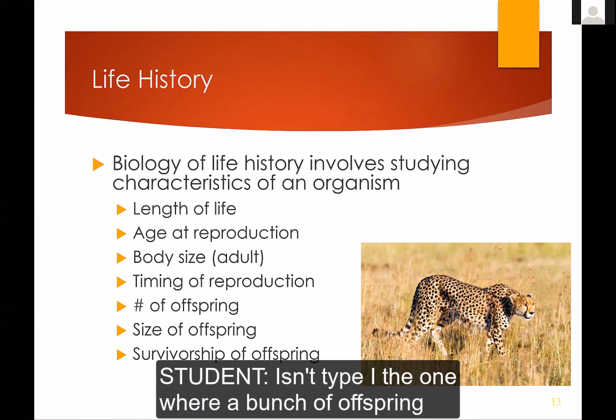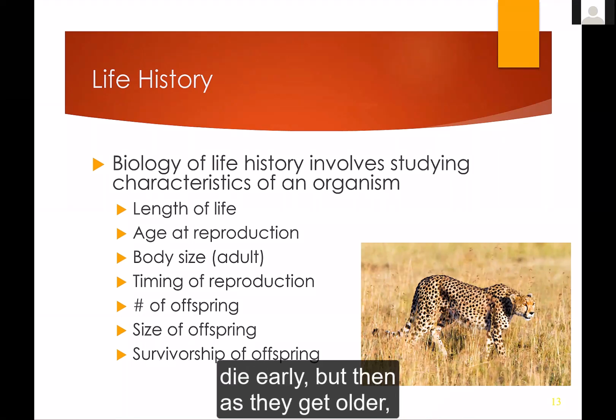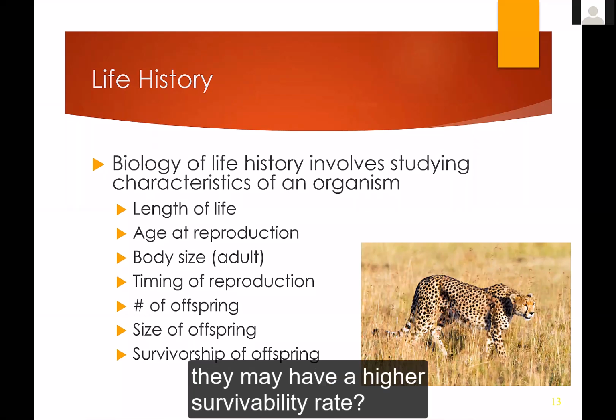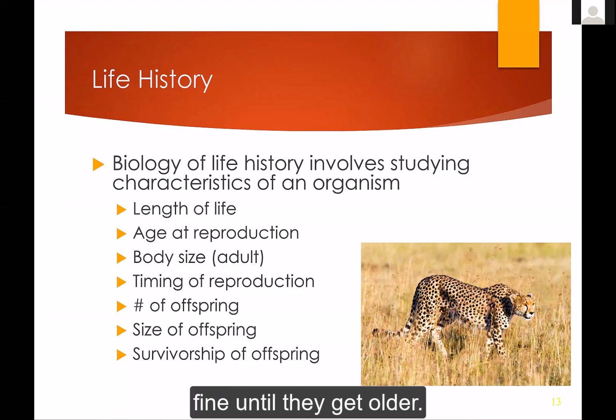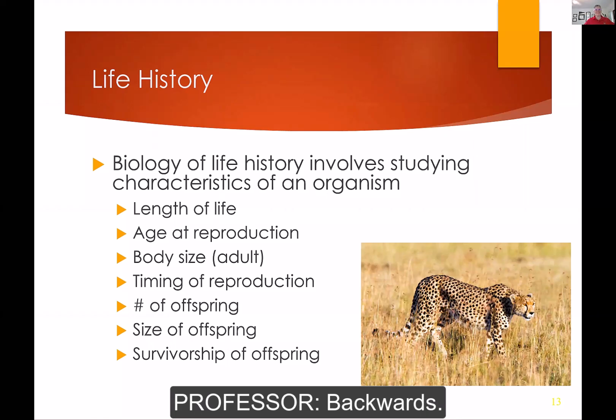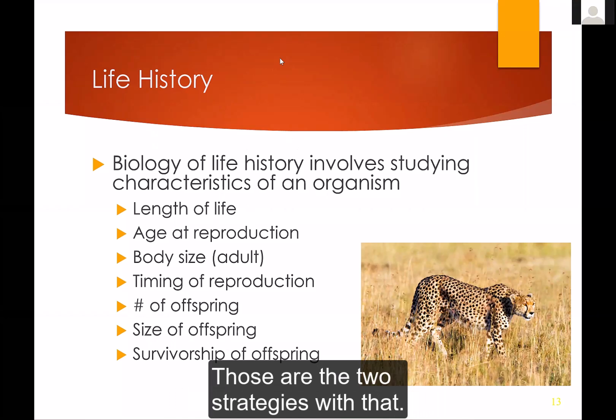Isn't type 1 the one where a bunch of offspring die early, but then as they get older, they have a higher survivability rate? And then type 3, they do pretty fine until they get older? Or is type 3 when they... Backwards. Oh, okay. But yes, those are the two strategies, right?